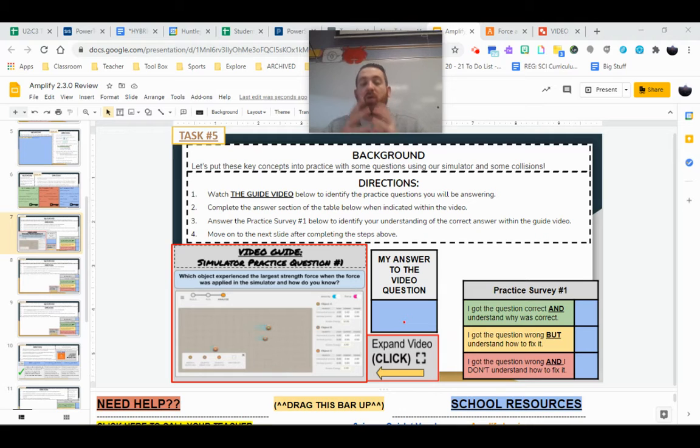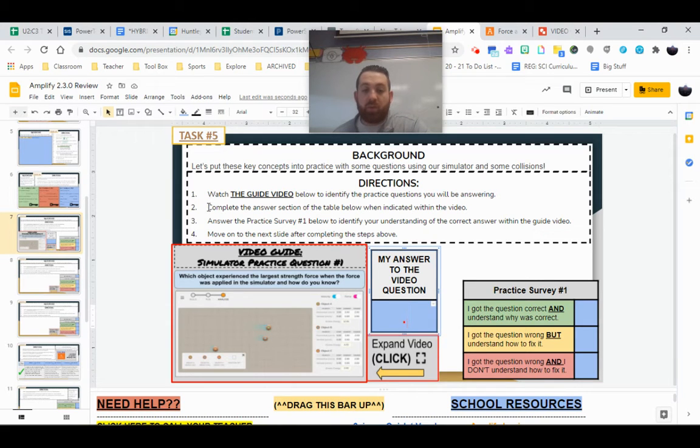So long story short, the questions you're about to answer are going to be done in the simulator. What we do in the simulator is meant to represent real world events or real world collisions. And when we get into the simulator questions, we're going to be answering them back here on the page. So we're going to watch the video where I'm going to be showing you the simulator. I'm going to ask you a question while we're in that simulator. You're going to come back here. You're going to complete the answer section. So that would be this section here.